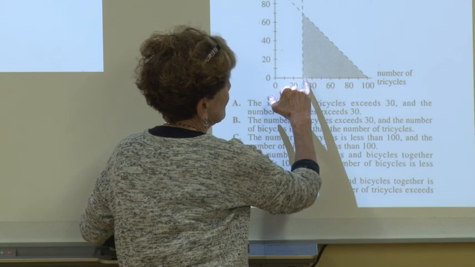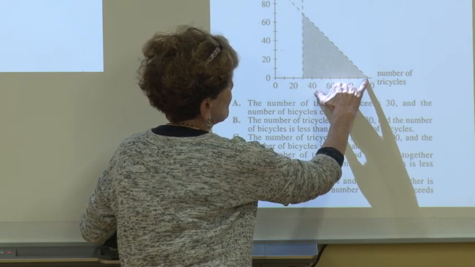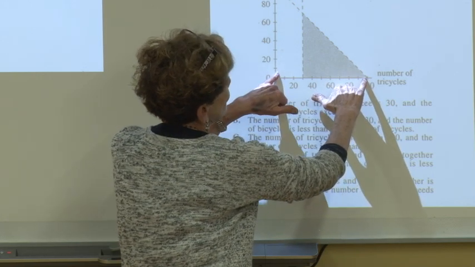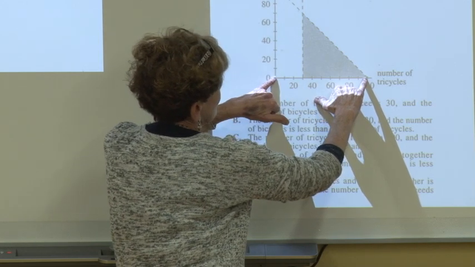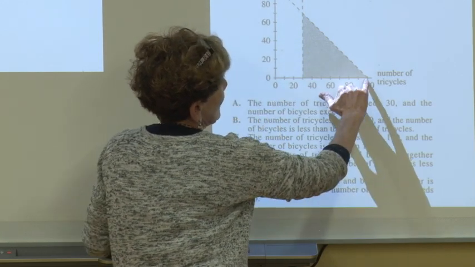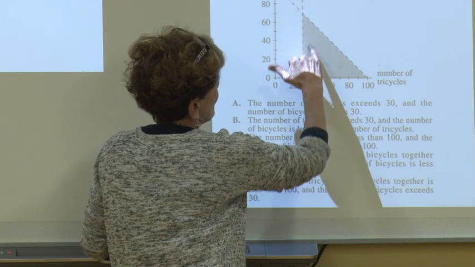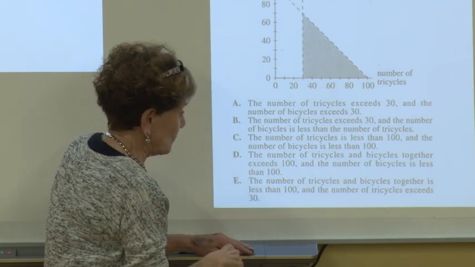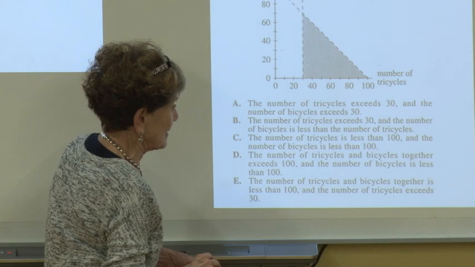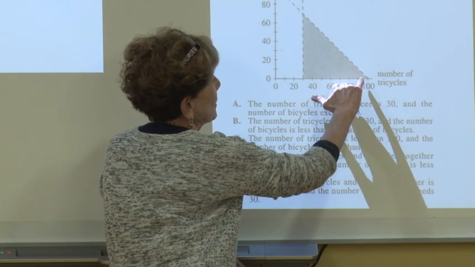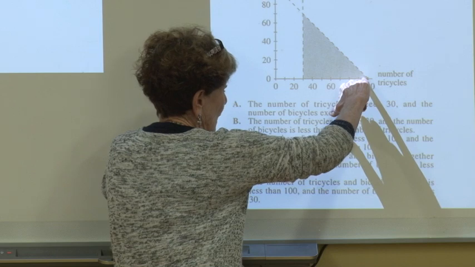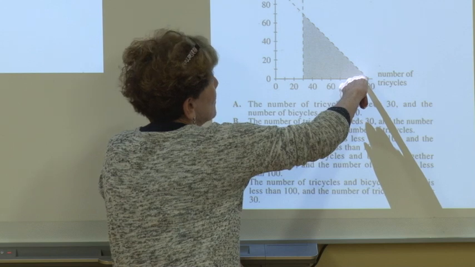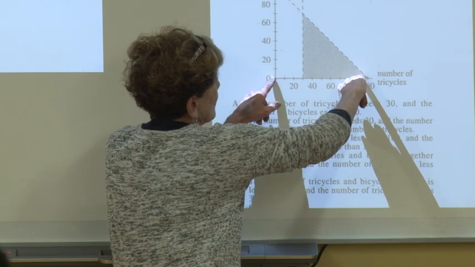It starts at least at 30 and goes up to here. If you have this many tricycles, you're going to have 0 bicycles because it's on the x-axis, right? So they're asking you that this picture equals which one of these. The number of tricycles and bicycles together is less than 100. Because if I put my point right here, I have like 94 tricycles, but how many bicycles do I have right here?